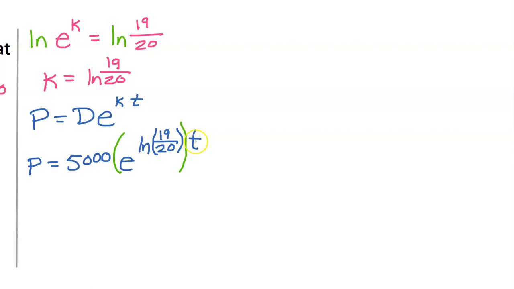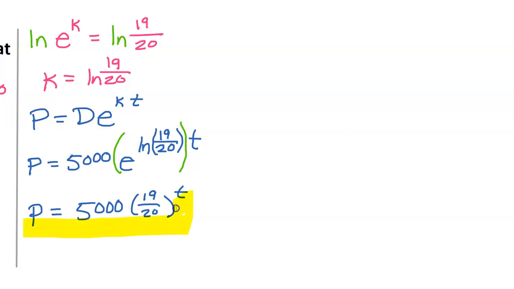So I'm undoing that. Now I can do the inverse operations. The base e and the natural log cancel each other out, and I will be left with 19 over 20. The t will remain as the exponent. So I will end up with the equation P equals 5,000 times 19 over 20 to the t power. So this is the solution to the differential equation.